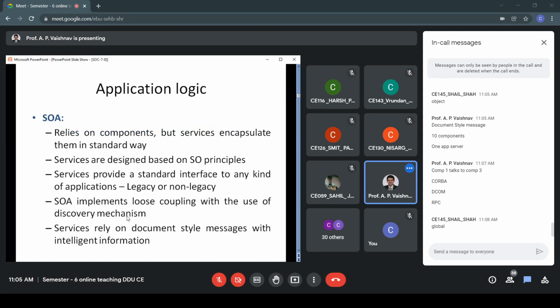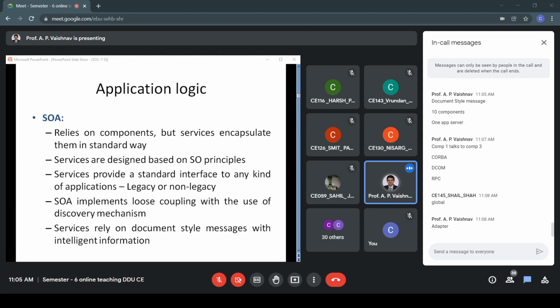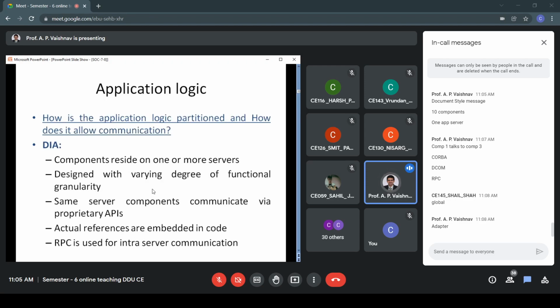So in SOA, what do we have? In SOA, we use a standard interface mechanism, right? And it can expose either the legacy application or non-legacy application. This we have seen, right? We designed the adapter services. And adapter services will be taking the request from the legacy application, and then it will be shared with the actual application. Fine. So in SOA, everything is generalized, or we can say that we are using global protocols for communication. Fine. So that's why it is beneficial.